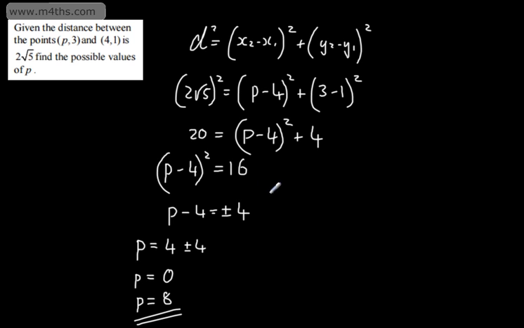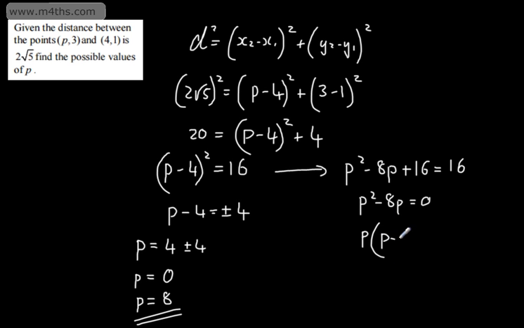Now at this stage, if you didn't like this particular approach, what you could have done is expand this out. We would have had p squared minus 4p, which is minus 8p, plus 16 is equal to 16. The 16s will cancel. We'll have p squared minus 8p is equal to 0. Factoring, p times p minus 8 is equal to 0. So p would be equal to 8 or p would be equal to 0. So whichever way round you'd like to solve that quadratic, that's perfectly fine.